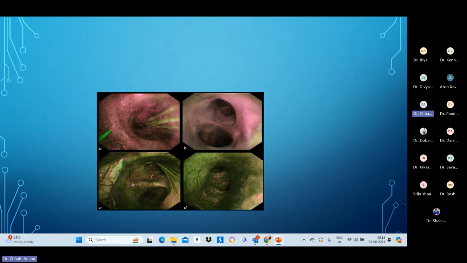This is the image showing red light, which shows the pre-malignant lesions, and green is showing the normal mucosa.